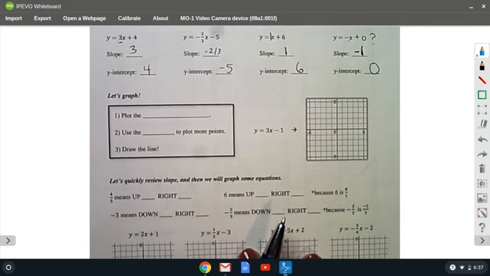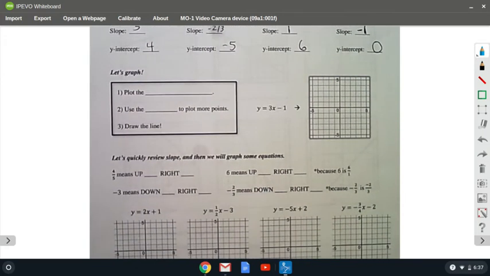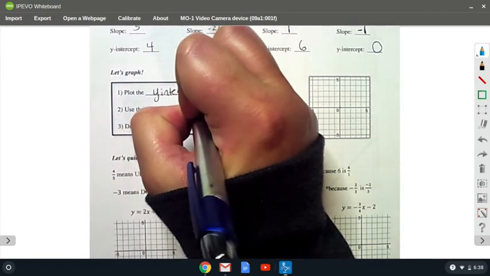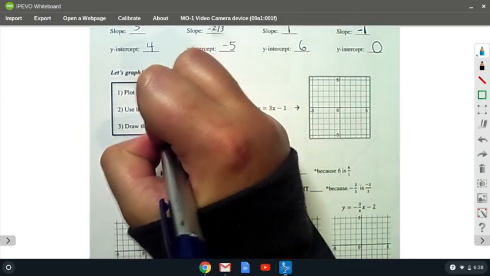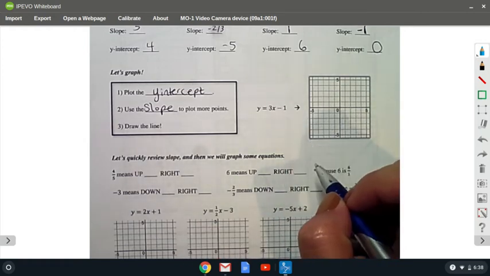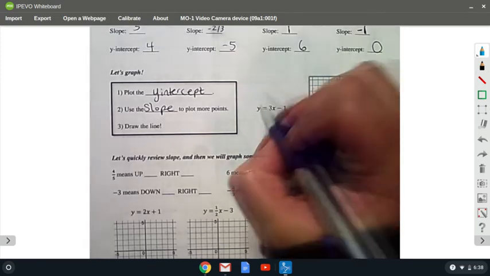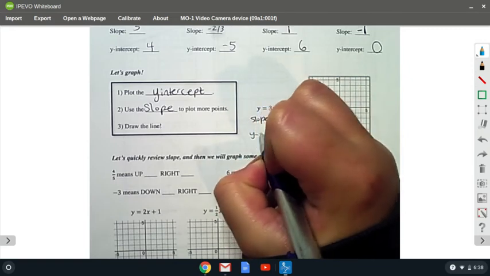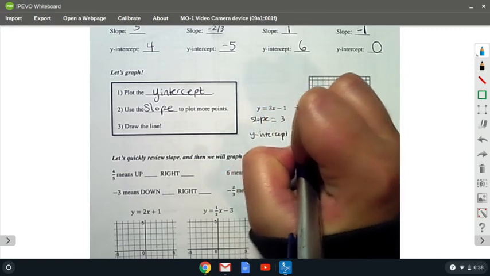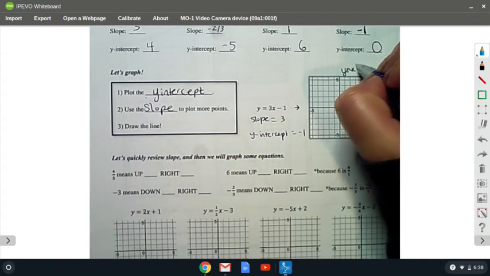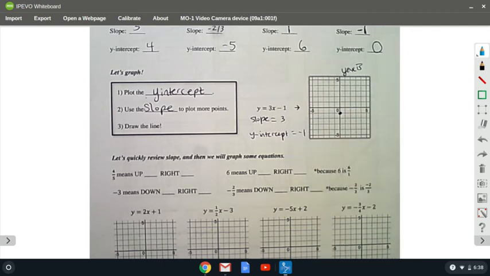Now let's go ahead and graph some linear equations using our slope-intercept form. The first thing we're always going to do is plot the y-intercept, and then we are going to use the slope to plot more points. And then lastly, we'll draw the line. So here's a quick example. If I have y equals 3x minus 1, first I'm going to identify that my slope is 3 and my y-intercept is -1. So I'm going to start by plotting the y-intercept. I'm going to go to my y-axis, go to -1, and put a dot.